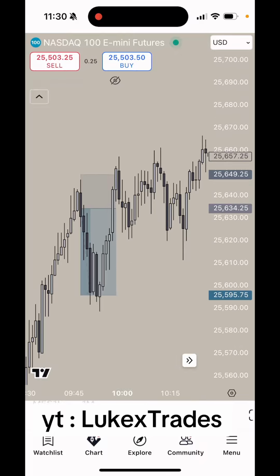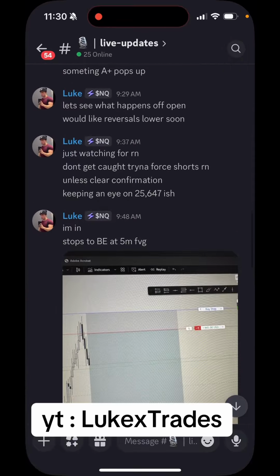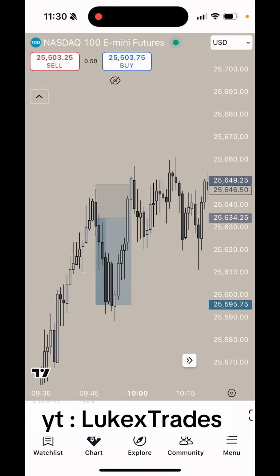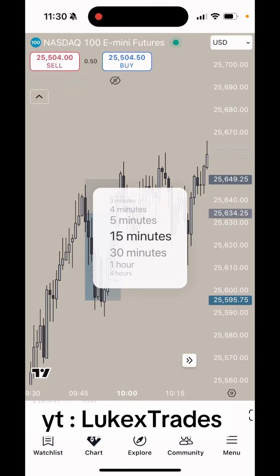I wanted to see this actually run lower. That was my main idea, to see it run lower to those sell side draws. Profit and executions and all that stuff are in the Discord, so go check that out. I'll leave a comment for the link to the Discord.